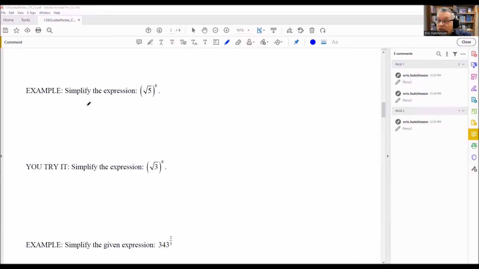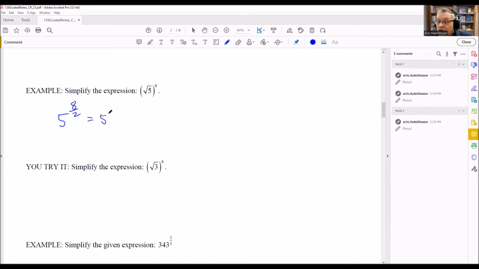So I have a 5 inside. And what I'm going to do is always the outside number divided by the index. Now, when you have a square root where you don't see a number like that, the index is always 2 because this is a square root. Okay, so that means that 2 is always going to be the index for that one. So this is really 8 over 2 that I have there. Outside power divided by the index.